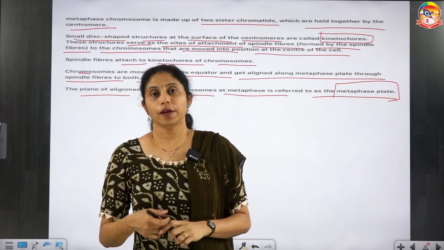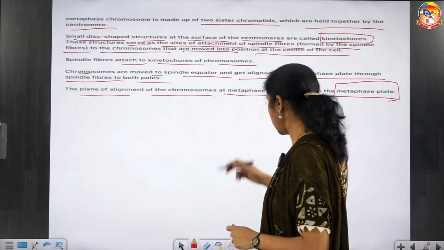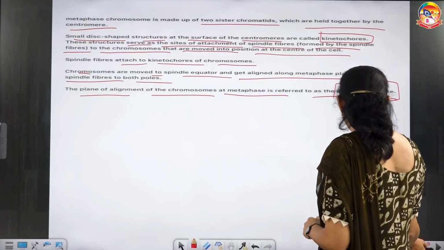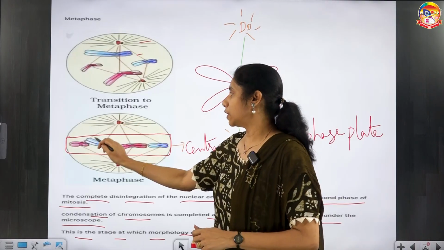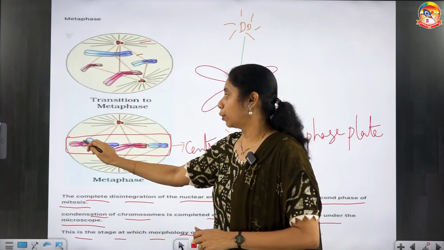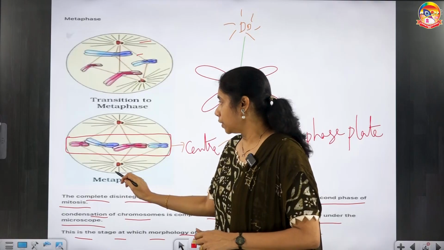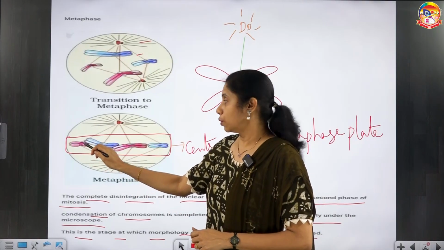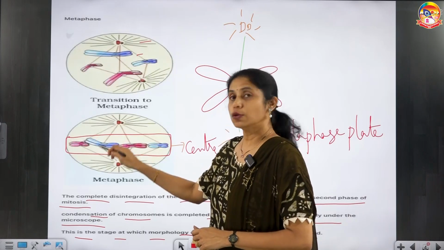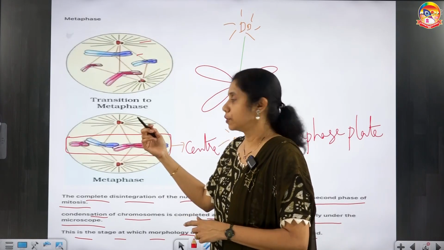So this is the end of the metaphase. And the cell at the end of the metaphase will be looking exactly like this. From this pole, one spindle fiber will come and attach to the kinetochore of this chromosome, and from this pole, one more spindle fiber will come and attach to this kinetochore. So two sister chromatids are joined to the two spindle fibers from both the poles.